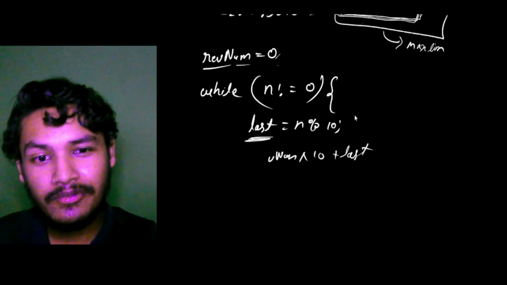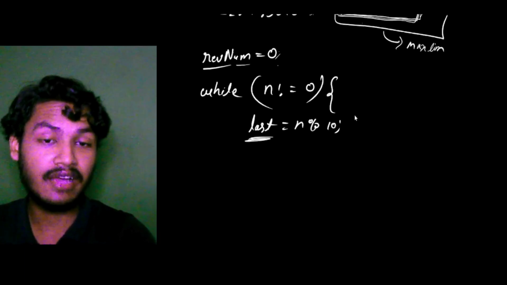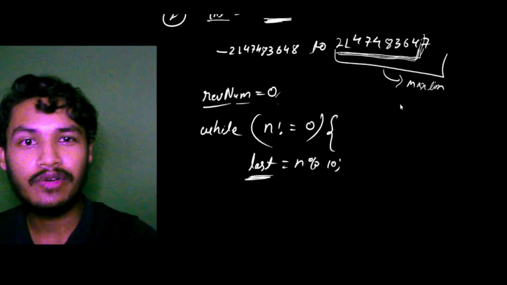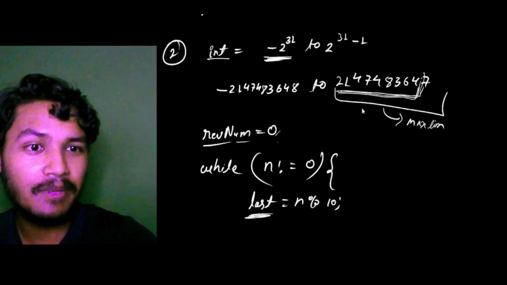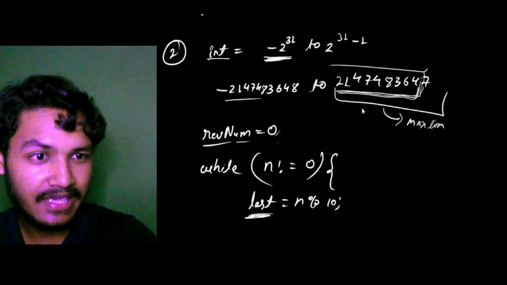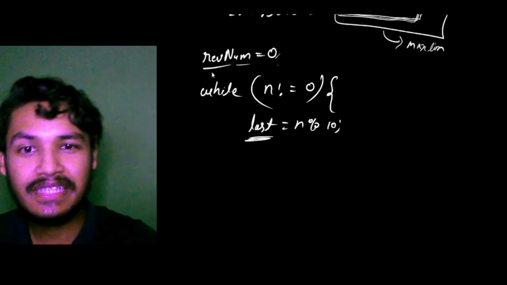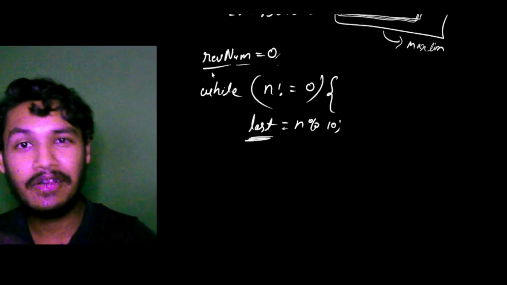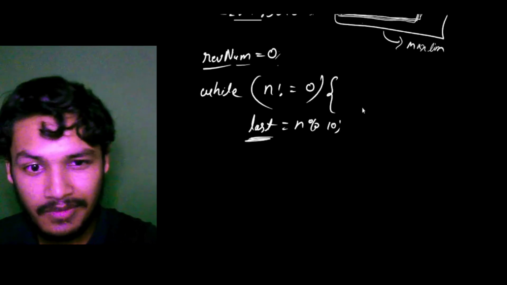But what we are checking here is the limit, the lowest limit and the highest upper limit. All right, so I have written the lowest limit and the upper limit. This is the limit of the integer data type, so before multiplying the reverse value we have to check whether this reverse number is greater than our upper limit or less than our lower limit. So what will be the condition?